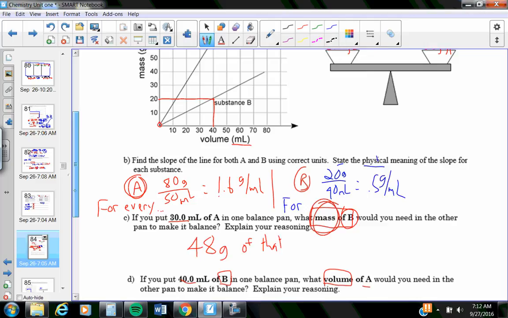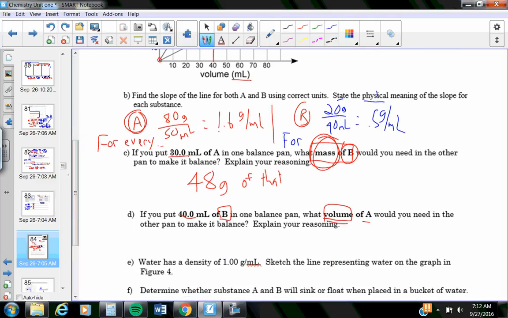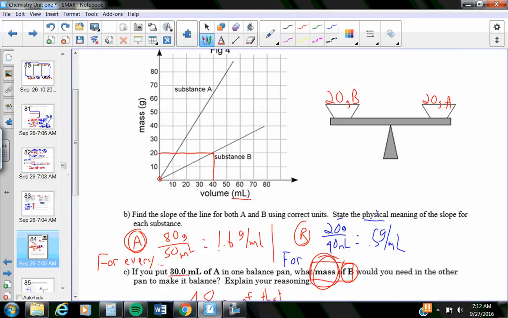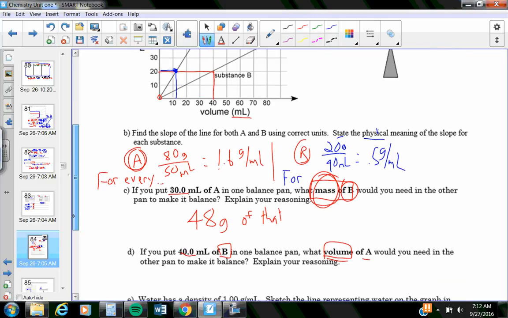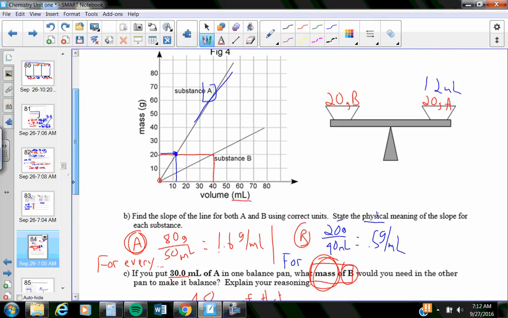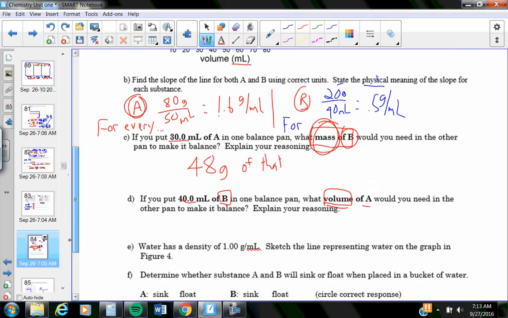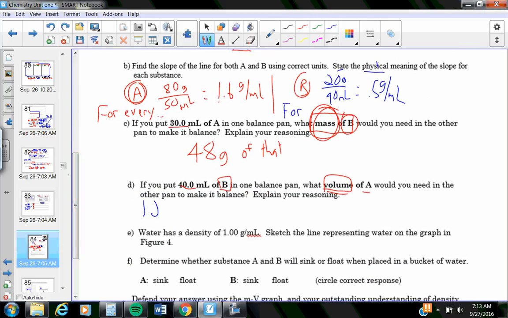But the question isn't how many grams of A, it's what volume of A. So I need to figure out, if I had 20 grams of A, that's A, it meets the substance A line, what would its volume be? I'm thinking about 12, maybe 11, so it would be about 12 milliliters. Here would be my reasoning: 40 milliliters of B has a mass of 20 grams. I would need 12 milliliters of A to have that same mass of 20 grams. So 12 milliliters.